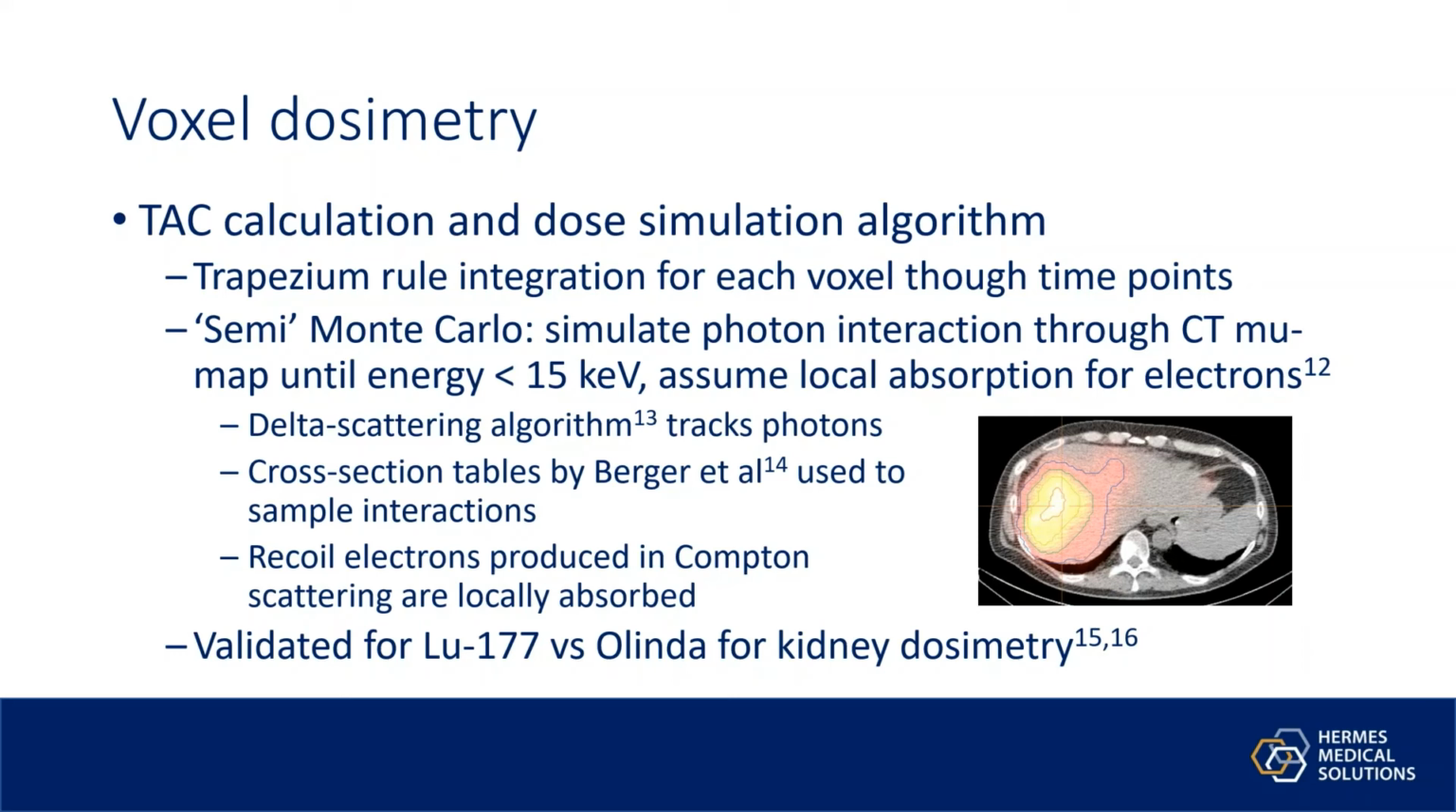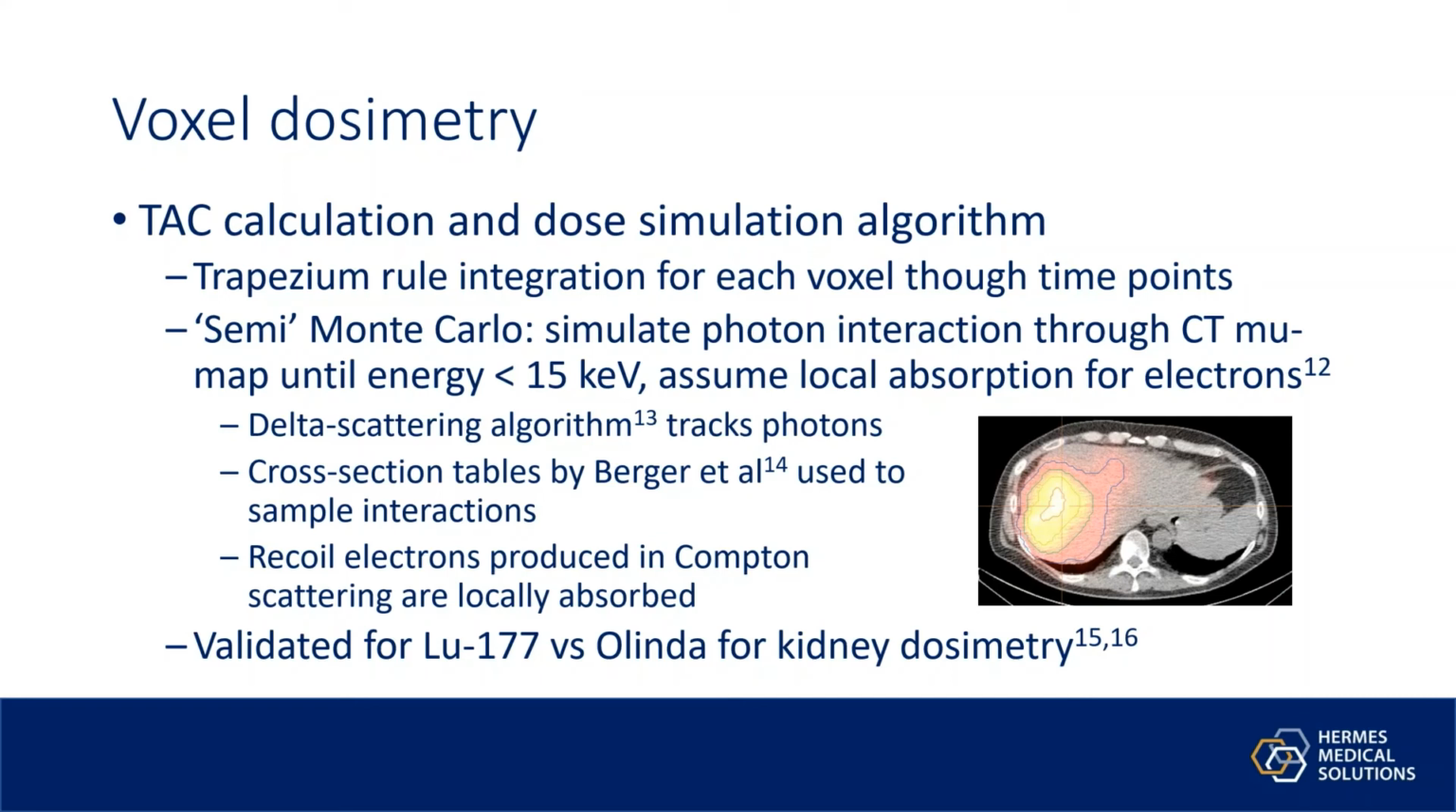So a little bit more information on the voxel dosimetry algorithm. The way it's doing the cumulated activity calculation is it's using a trapezium rule calculation. So very straightforward calculation there through the time points to get the cumulated activity in each voxel. Then we have this semi-Monte-Carlo method of dose simulation. So what that means is we're doing a simulation of the photons through the CT until they get to an energy of less than 15 keV, and then they're assumed to be absorbed in the voxel they end up in.